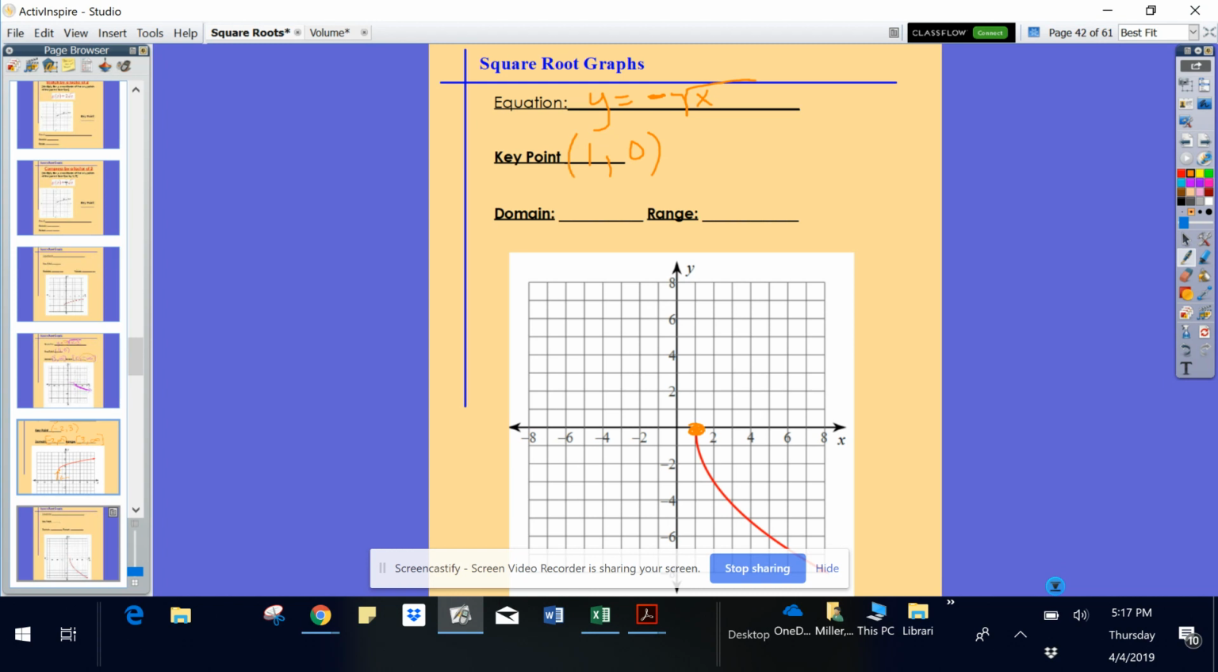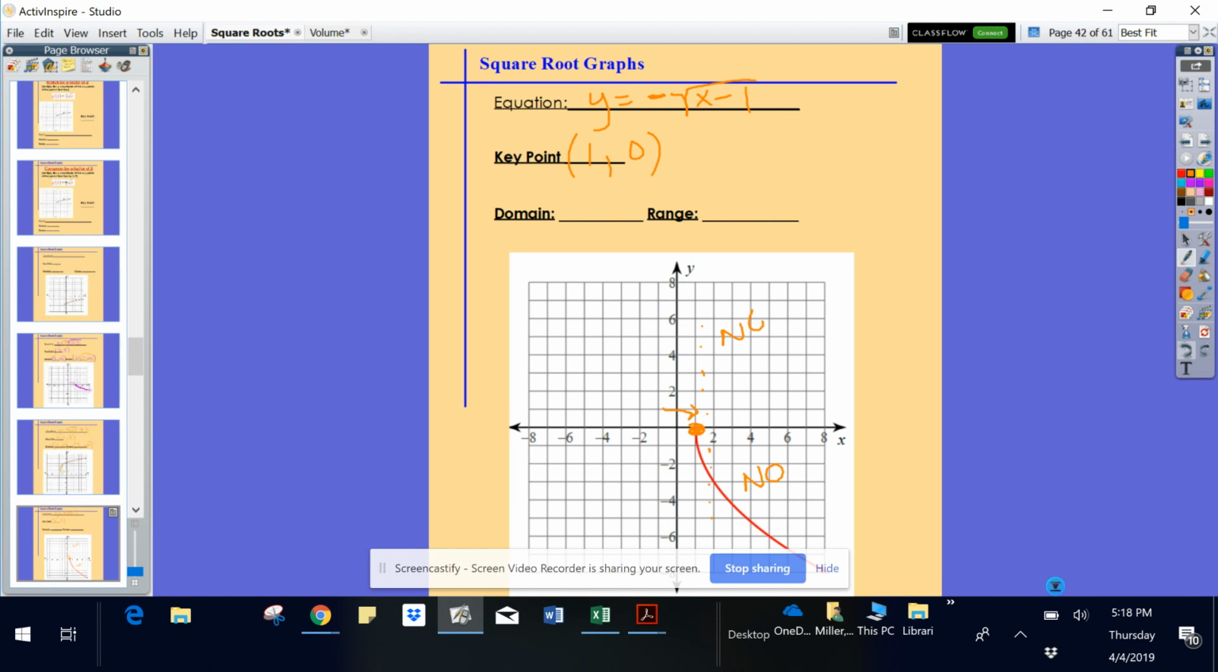All right, so now I need to look, did it move left or did it move to the right? It moved this way to the right, 1, so it's going to be a -1. Did it move up or down? Did it move up here? No. Did it move down here? No, it did not. So there's going to be nothing out here. This is going to be blank. So I'm just going to leave that blank. So my equation would be y equals the negative square root of x minus 1.